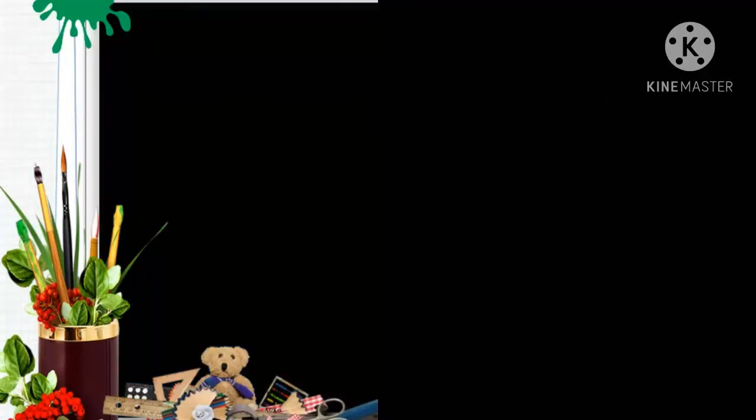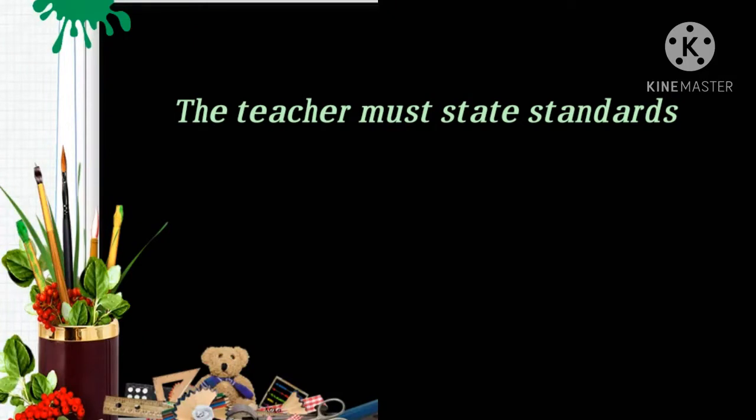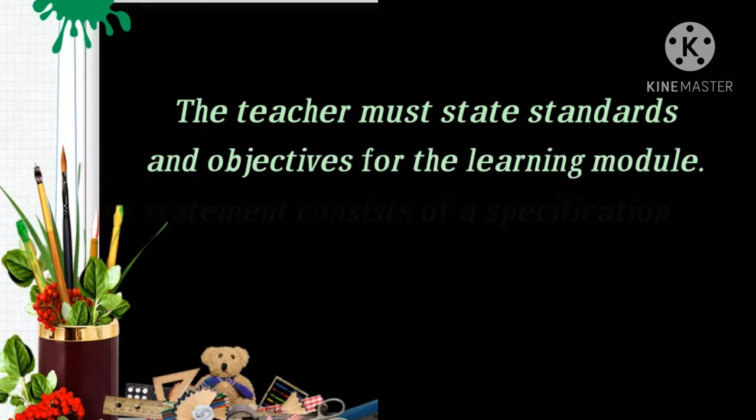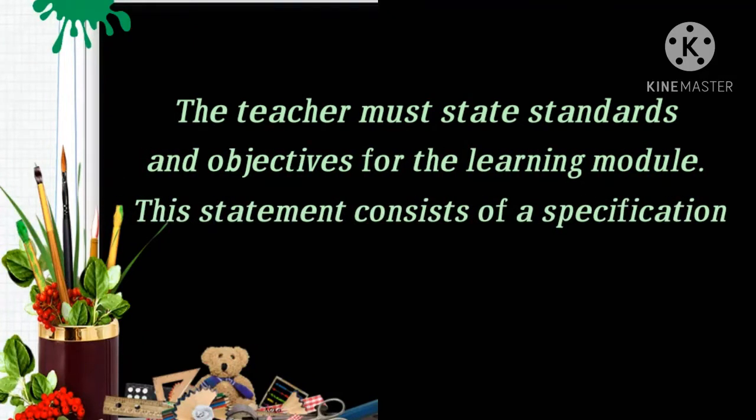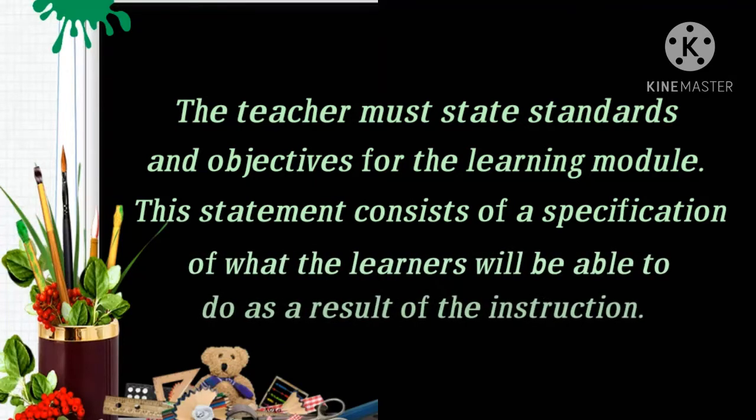Second is state objectives. The objectives need to be specific and measurable. They should outline the intended outcomes and expectations. The teacher must state standards and objectives for the learning module. This statement consists of specification of what the learners will be able to do as a result of instruction. Objectives can be used in assessing the success of students, perhaps for the grading process. Also, you can use them to let the learners know what they will accomplish through the class.